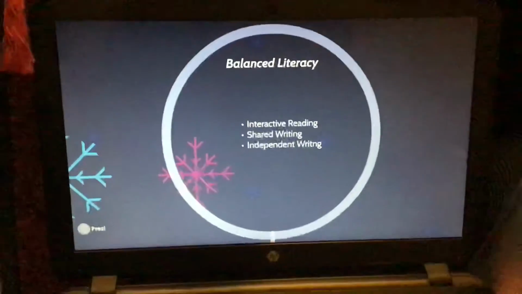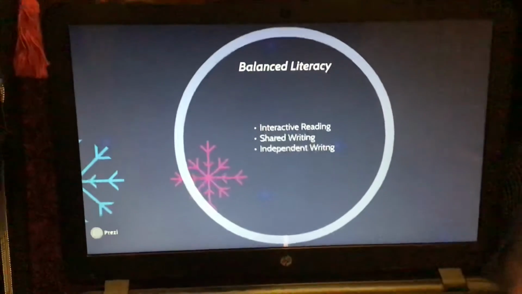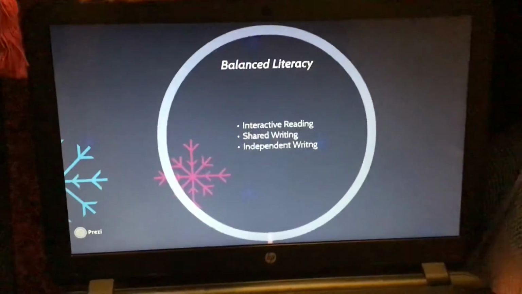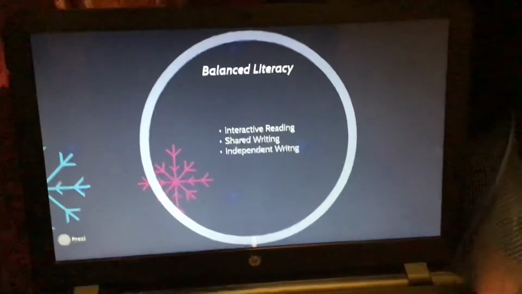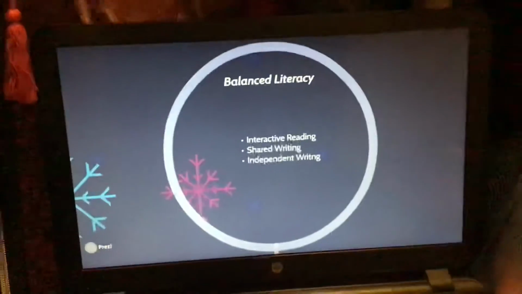Then there's independent writing. During this phase, students will probably get about 20 to 30 minutes to write about the topic that's given to them by their instructor, and then that will bring us into the writing workshop.